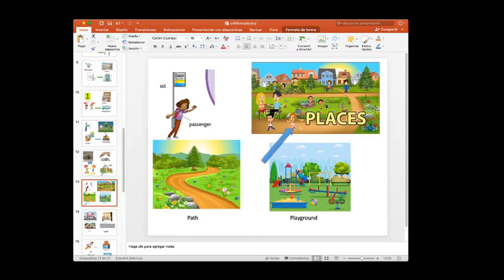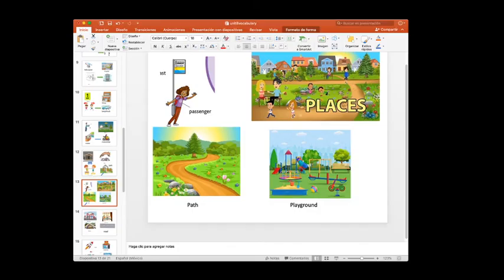Places. Okay. That means there are a lot of places. For example, the park, my house, maybe a store, a library, something like that. Okay, those are places. Another one, playground. Okay, the place where someone can play. Okay, playground.